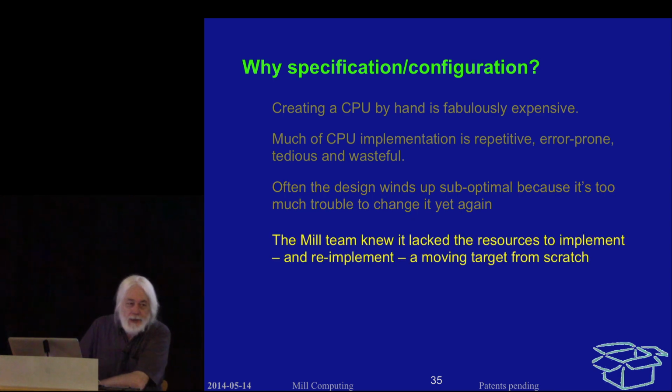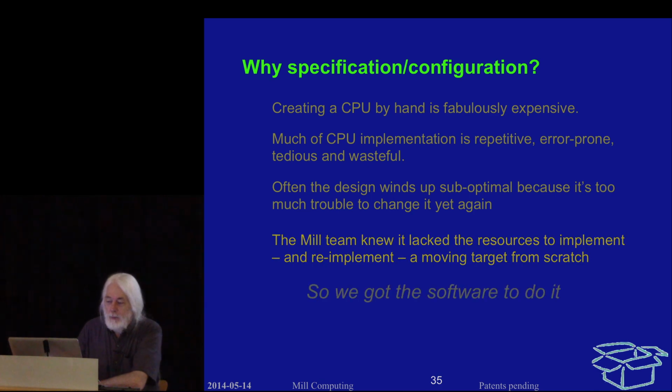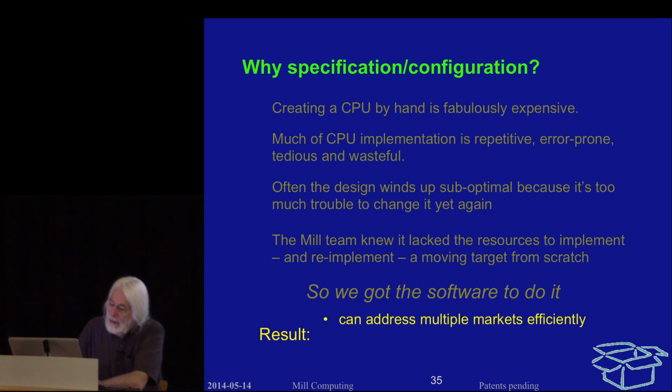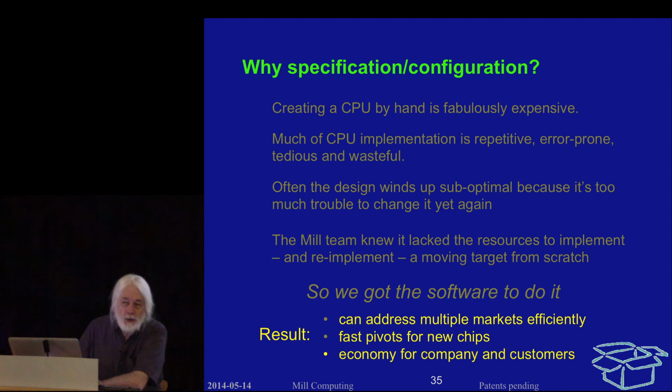We knew that we were going to need to implement and re-implement as a new machine under development. We didn't have already existing chips we could just steal hardware pieces out of. So we didn't want to do a moving target from scratch. Instead, we got the software to do it. The result, with these tools, is that we can address multiple markets efficiently. If the market situation changes or there's a demand for a new chip, we can produce one very quickly. And that development process, which ultimately has to be paid for by the customer, whether they do it as NRE or in margin and final sales, makes it economical for both us and the final customer. We are a business. This is not a charitable open source operation. Our goal is to be a commercial product.